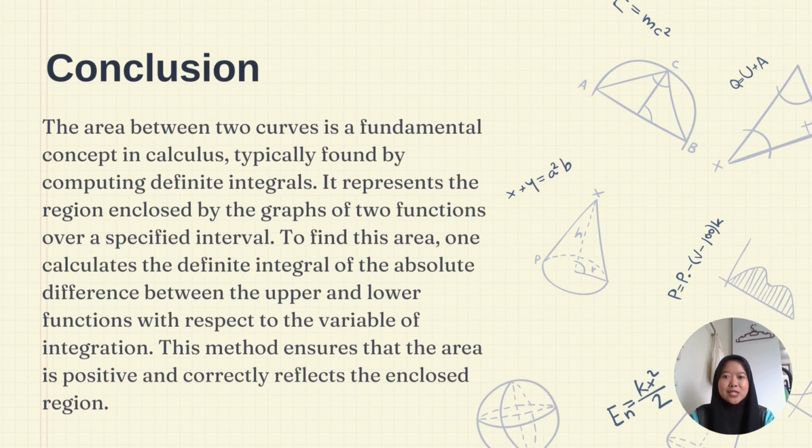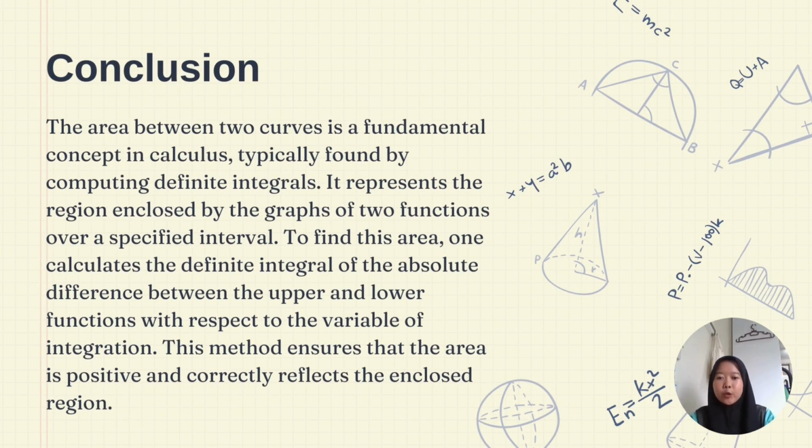The last one is the conclusion. The area between two curves is a fundamental concept in calculus, typically found by computing definite integrals. It represents the region enclosed by the graphs of two functions over a specific interval. To find this area, one calculates the definite integral of the absolute difference between the upper and lower functions with respect to the variable of integration. This method ensures that the area is positive and correctly reflects the enclosed region.